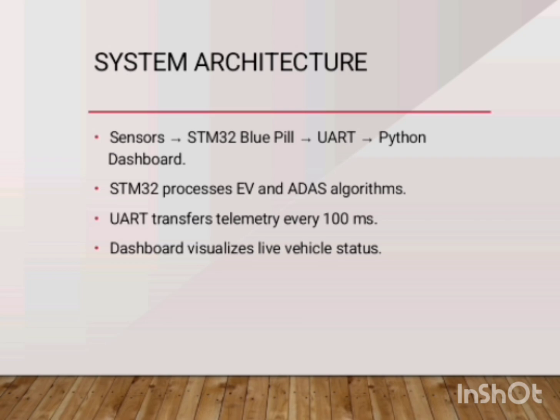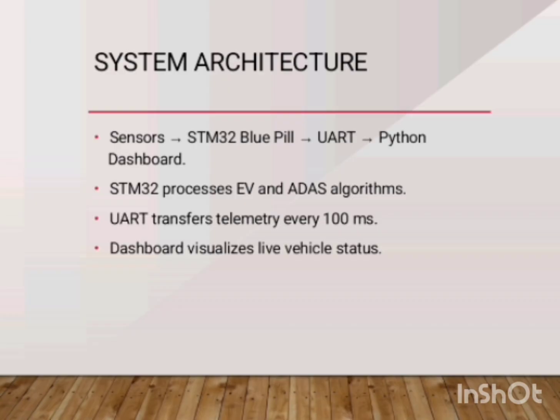This slide explains the complete working flow of our project. Our system consists of four main components. First component is sensors. The sensors continuously measure different vehicle parameters such as speed, battery level, motor temperature and other operating conditions. These sensors collect real-time information from the vehicle.